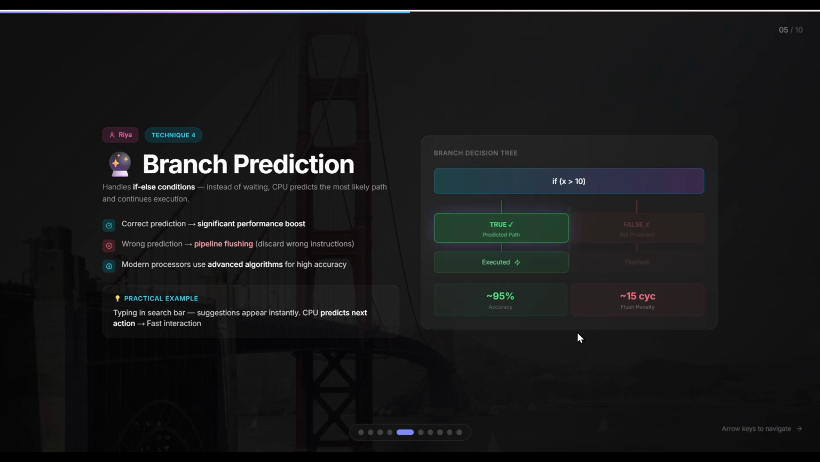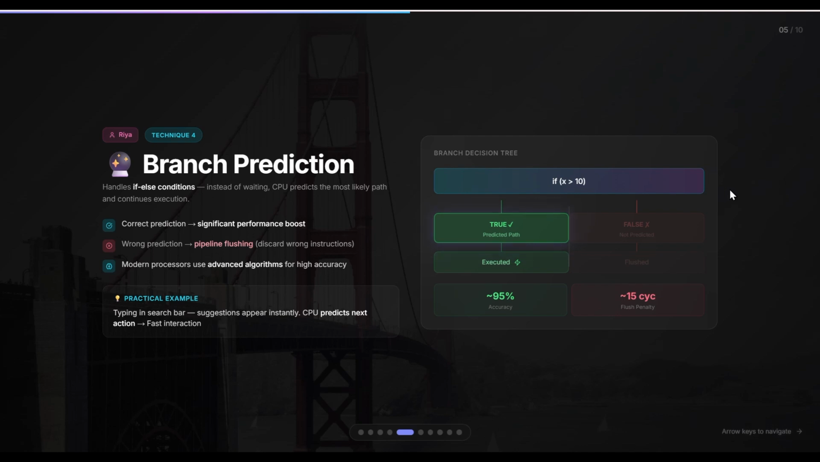Okay, so the next part is branch prediction. Branch prediction is used to handle decision-making instructions such as if-else statements. Instead of waiting for the condition to be evaluated, the CPU predicts the most likely path and continues execution. If the prediction is correct, performance is improved significantly. If incorrect, the CPU must discard the wrong instructions, a process known as pipeline flush. Modern processors use advanced prediction algorithms to achieve high accuracy.